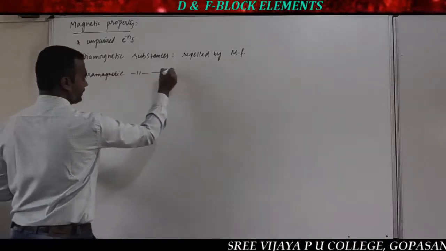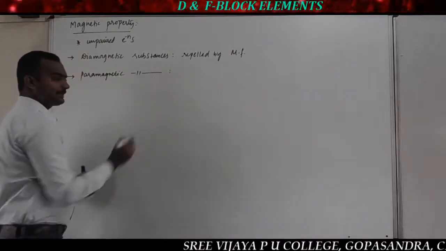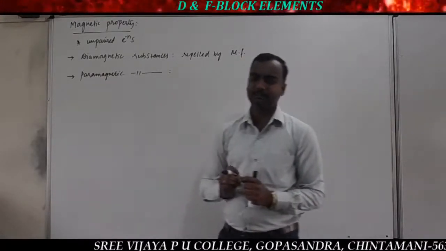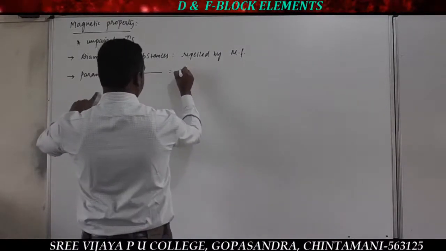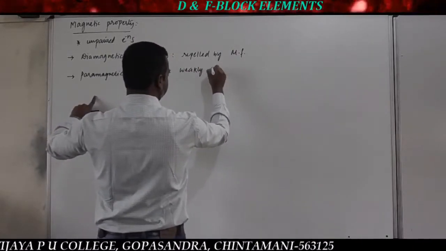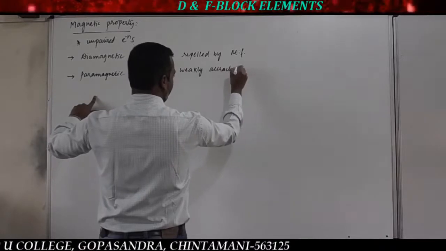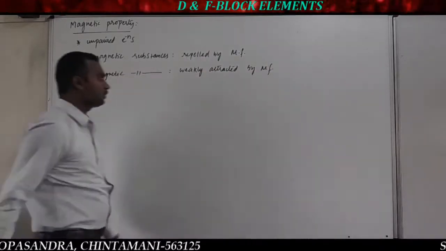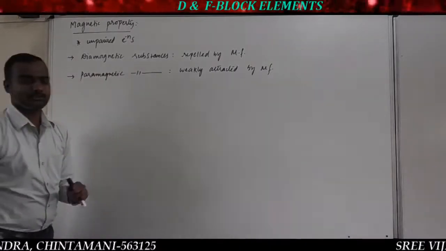Paramagnetic substances. What's the meaning? When a substance is placed in a magnetic field, it is weakly attracted by the magnetic field. Substances which are weakly attracted by a magnetic field are called paramagnetic substances.